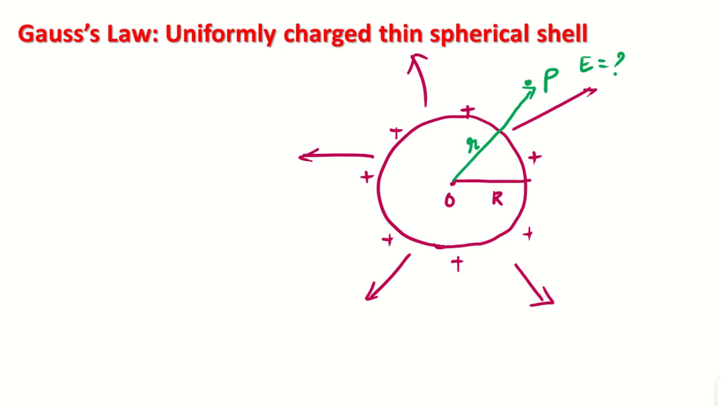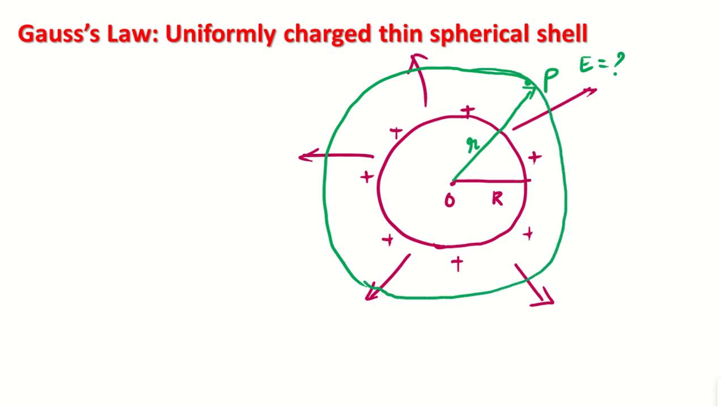First we have to draw the Gaussian surface. So we draw the Gaussian surface as a surface which goes through that point P. So, another sphere. Even though it is shown as a circle in the picture, it is actually a sphere of radius small r. Okay, so this one is the Gaussian surface.